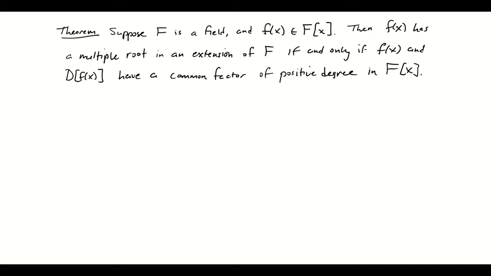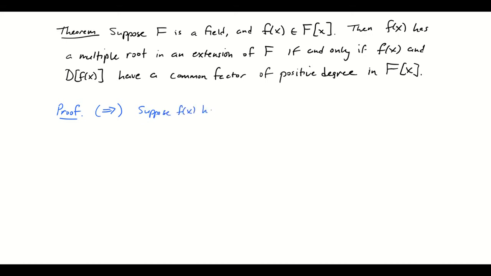All right, so the proof has two parts. This is an if and only if. Let's begin with this direction. This direction requires a little bit of care, because we need to show that there is a common factor between f(x) and its derivative, but we need to show there's a common factor in this ring here. So let's begin by assuming that f(x) does have a multiple root somewhere, maybe not in F, but in some extension.